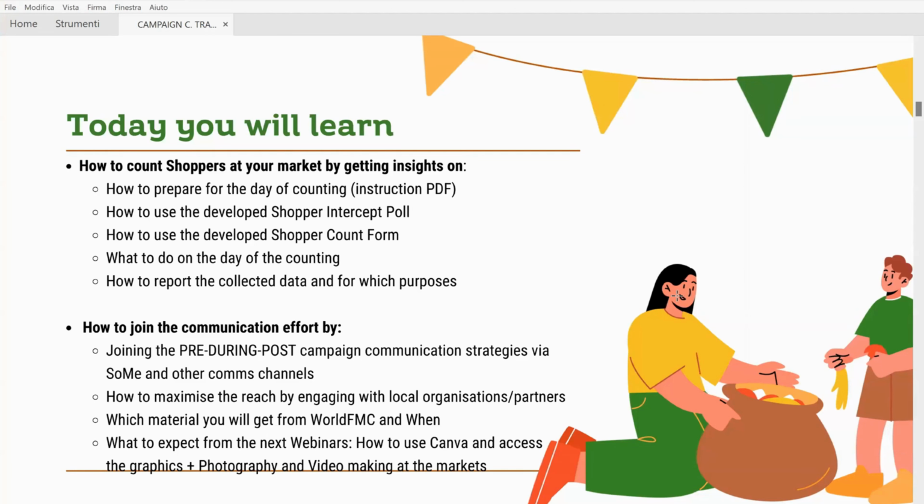That is what you're going to use to interview shoppers at the market, and the shopper count form, which is where you're going to input the data you collect, namely how many shoppers you have counted at the market using the clicker that Richard just introduced. And what to do on the day of the counting, and again, how to report the collected data. Then we go on to the communication, and Julia will introduce you exactly how to prepare and communicate. Please, the next slide, Julia.